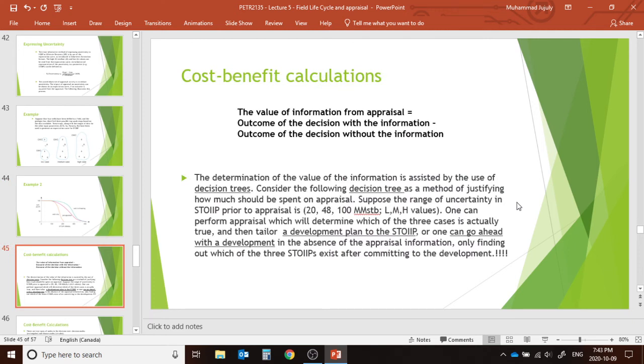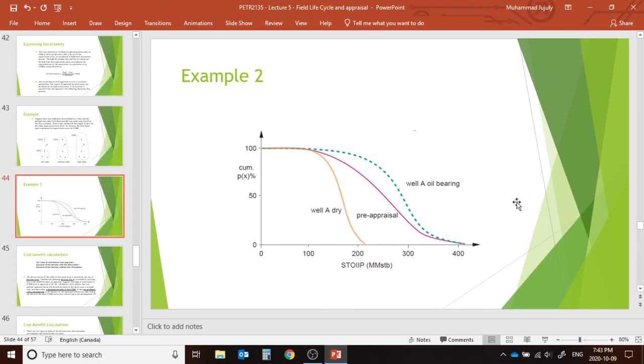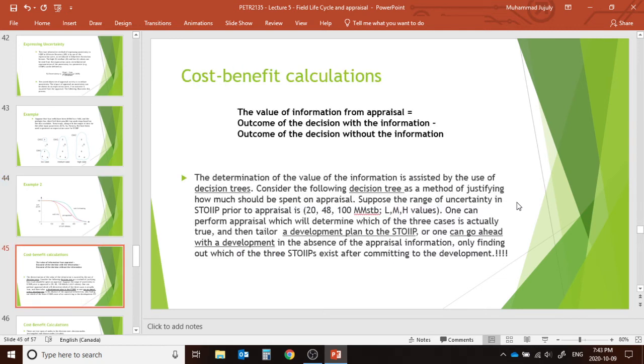Cost benefit calculation, the most important part of this field appraisal. So for instance, from these curves, while analyzing the appraisal tools and the data, we have the information on the appraisal. And now what? Now we should make a decision whether we'll do the appraisal or not. And how do we do that? The value of information from appraisal equals the outcome of the decision with the information minus the outcome of the decision without information. Remember?